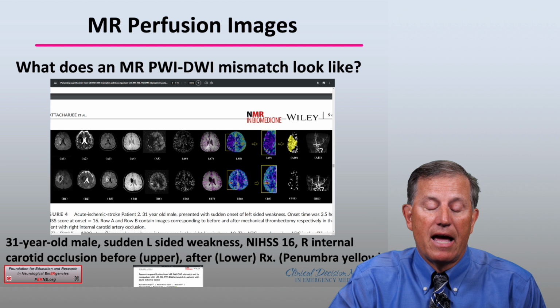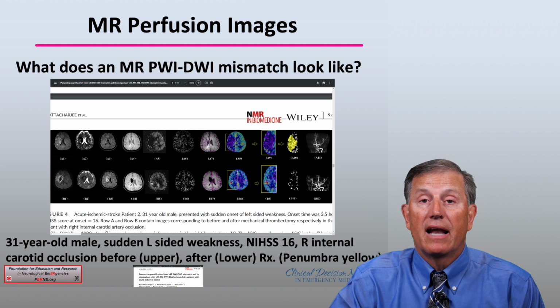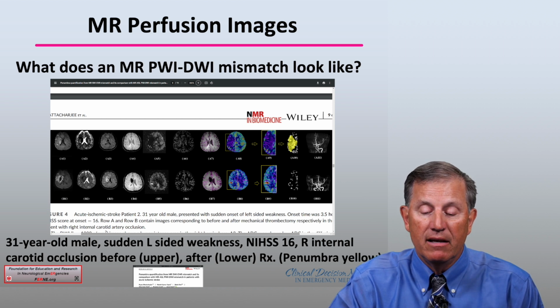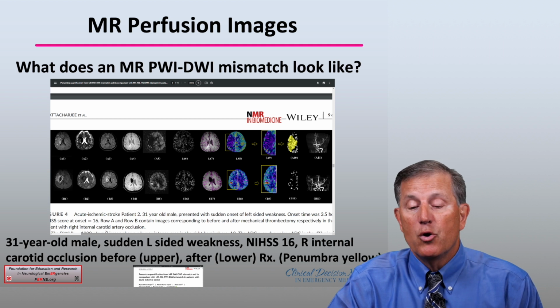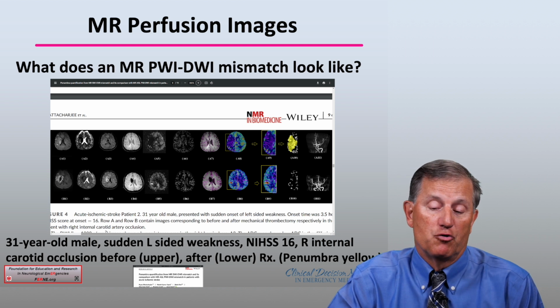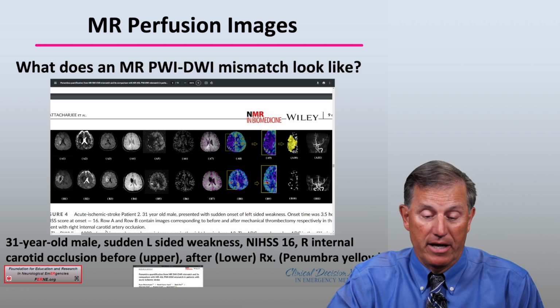This is another example where the penumbra is identified in yellow. A 31-year-old male, sudden left-sided weakness, NIH stroke scale high again at 16, a right internal carotid occlusion. And so you can see in these two patients who had carotid occlusions as a cause of their stroke, with MR, you can identify an ischemic penumbra as identified here in yellow.